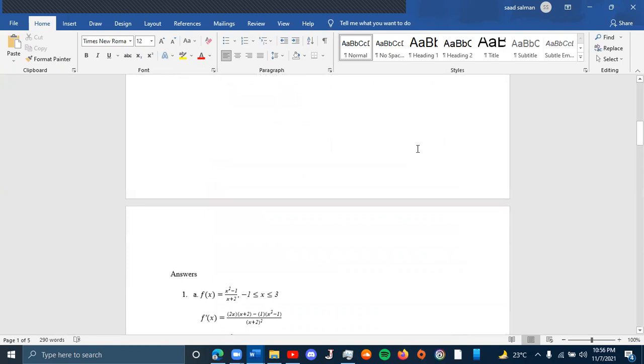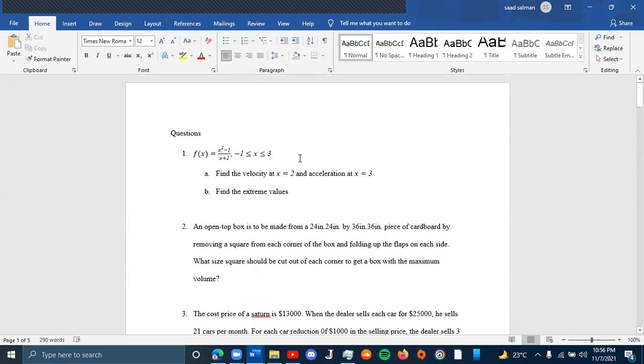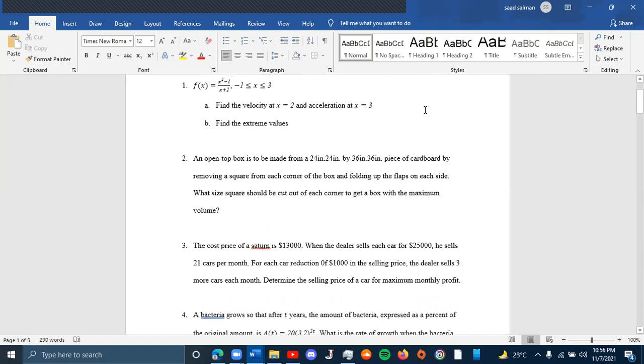So the test has 4 questions. We'll start with question number 1, which is f(x) = (x squared minus 1) over (x plus 2), with minus 1 ≤ x ≤ 3. So it has two parts, part A and B.